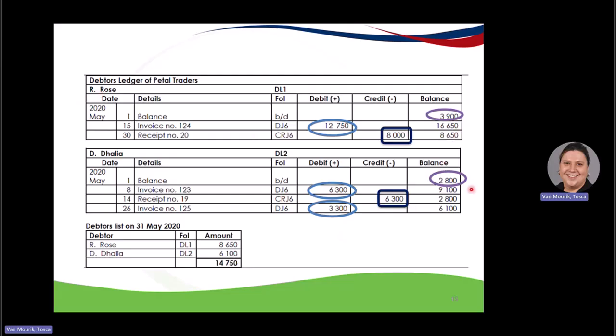Can you see the balance outstanding for Rose is 8,600, and that is the amount that we then transfer to a debtors list. There's my 8,650, and the same with Dahlia. There's my 6,100. If I add the debtors list together, I must get to 14,750. So yes, it does balance to my trade receivables control account.